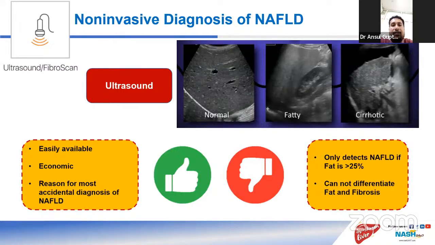So coming to non-invasive tests, as I told, ultrasound, which is easily available everywhere. Ultrasound, what is it? It is the most economic test, and many times a patient goes for ultrasound for some other reason, and you find that he is having fatty liver. It is easily available, and only detects fat if it is more than 25%, but it will not differentiate between fat and fibrosis.